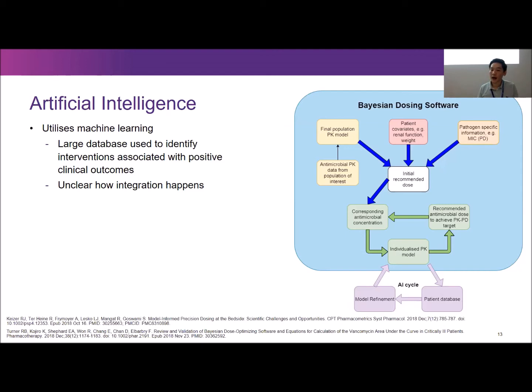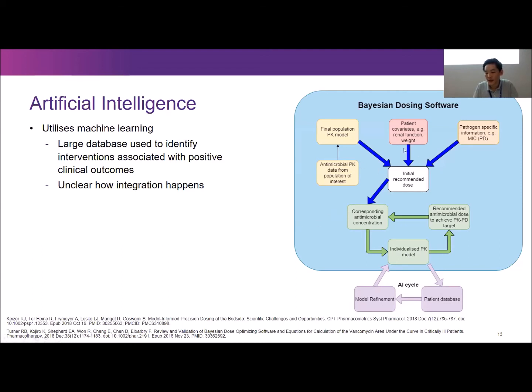If that outcome was positive, it will continue recommending that for that particular patient and future patients. And if it was negative, it would then try an alternative intervention. So it very much takes a trial and error approach in simple terms. Now, the way that AI actually integrates with dosing software is a little bit unclear at the moment. Just to be aware that any dosing software that is marketed to use artificial intelligence is actually a Bayesian dosing software that also has an AI component in it.